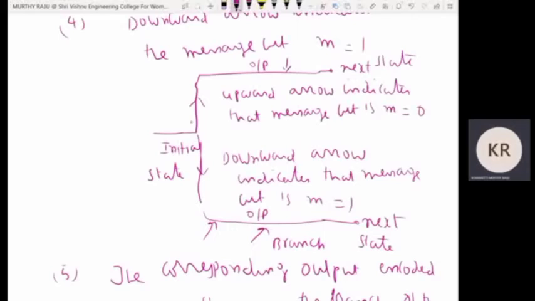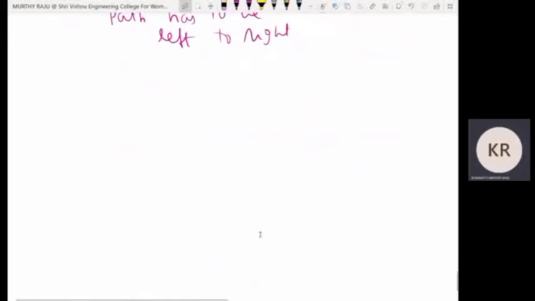This is one transition, and this is another transition. For each and every state, two transitions are initiated. Each transition ends with the next state, and this next state acts as the present state in the second time interval. Again check the two conditions: M is equal to 0 and M is equal to 1. This procedure is repeated, and a tree structure is constructed like that.